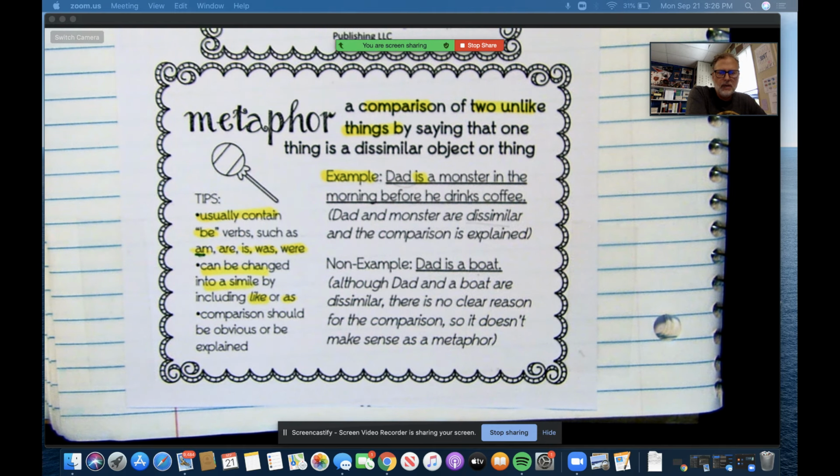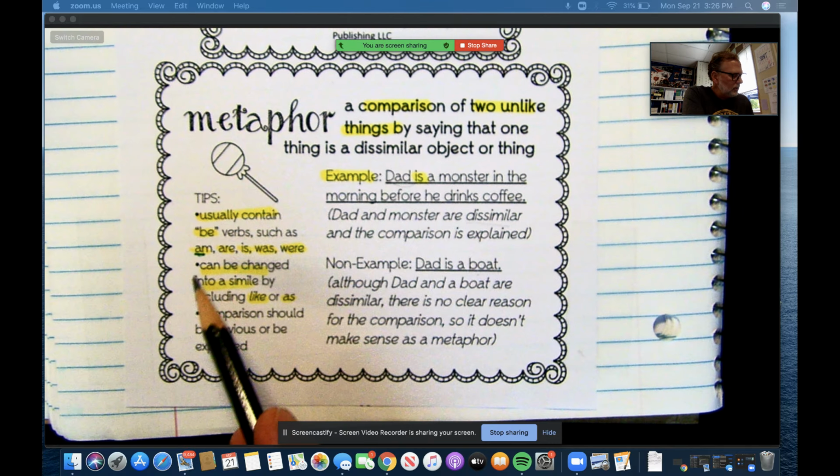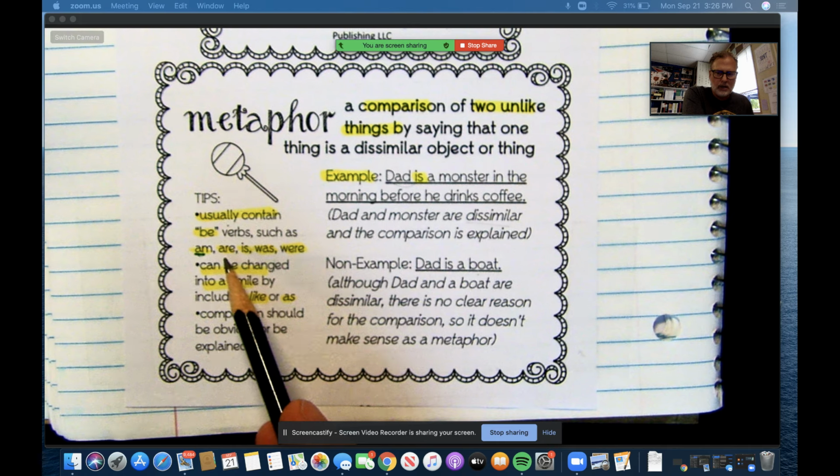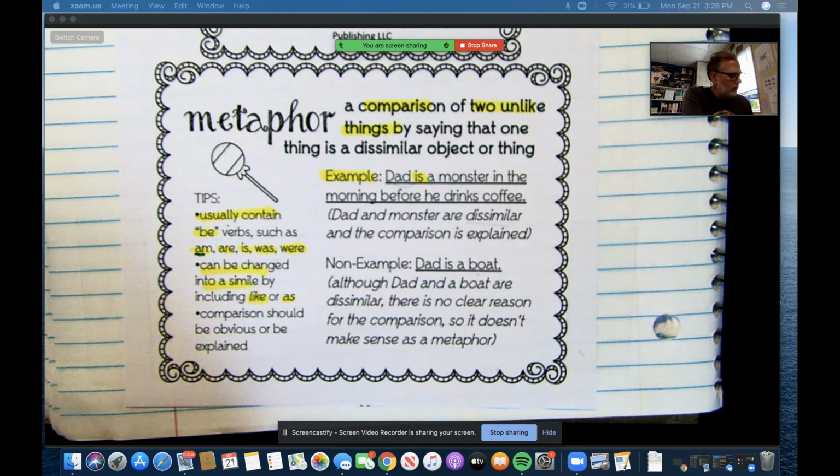Okay. So down over here. Now, usually these metaphors will contain verbs like to be, such as am, are, is, was, were. And it can be changed easily into a simile if you just change it to like or as. So you can say dad is like a monster, and then that would be a simile. But when you leave out the word like, or if you leave out the word as, then it simply is a metaphor. So again, these are very much alike each other, but they're different. Okay, one's called a metaphor and one's called a simile.